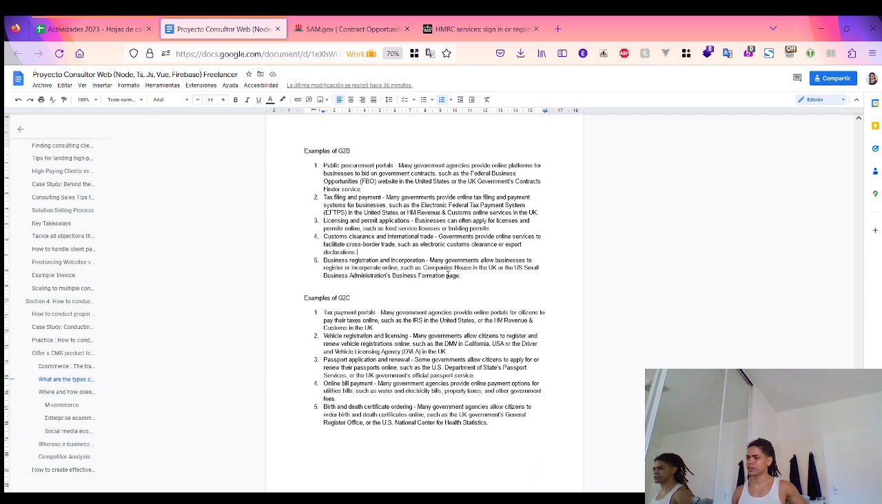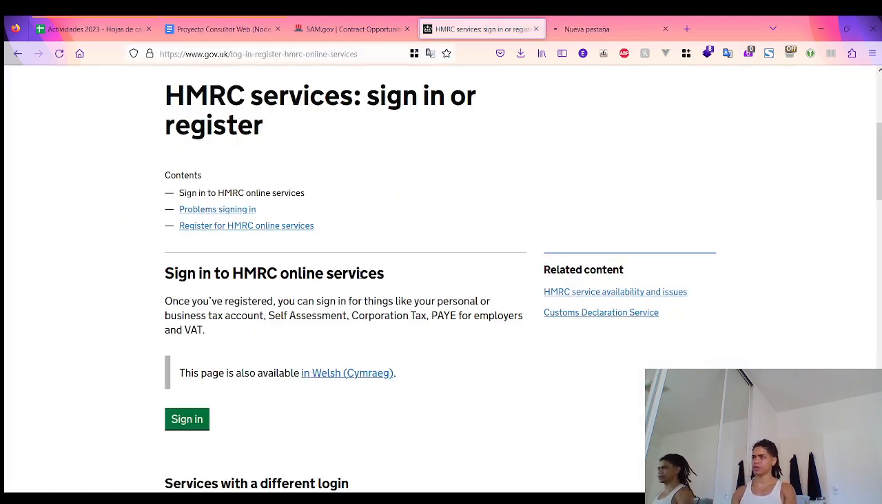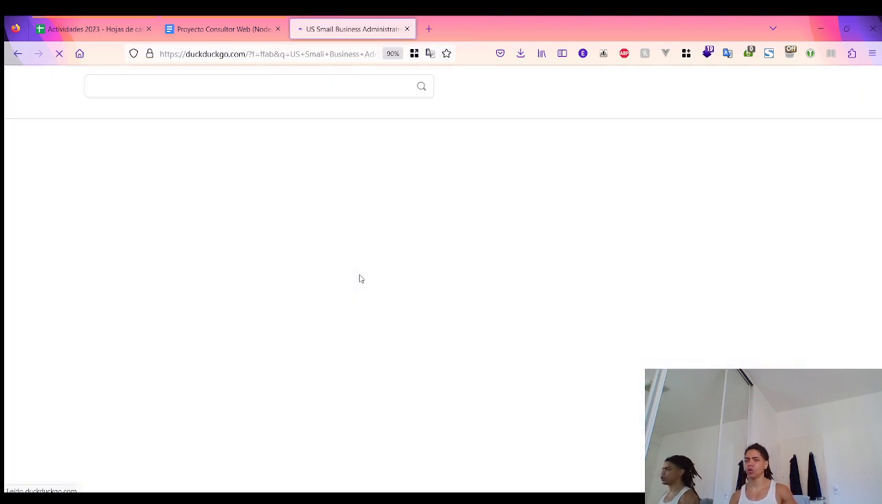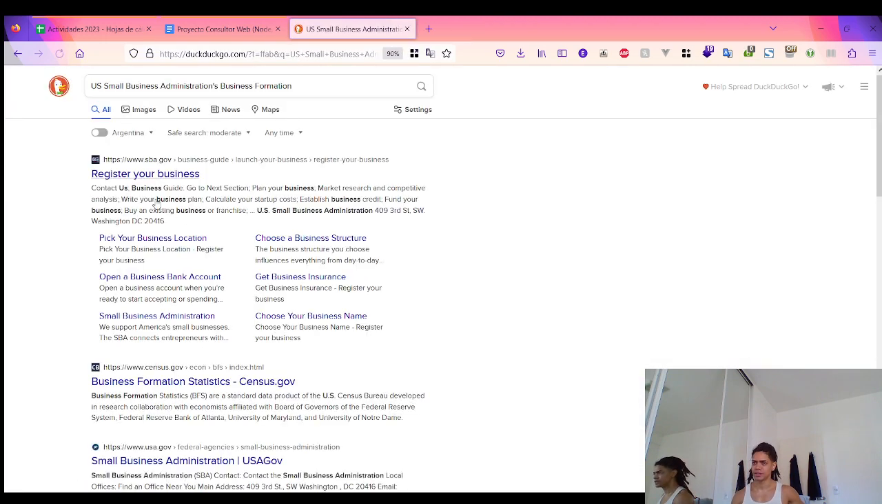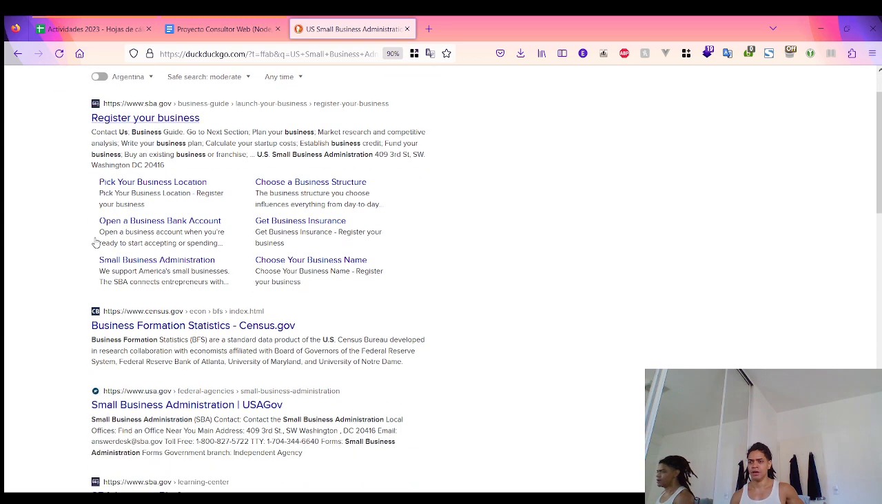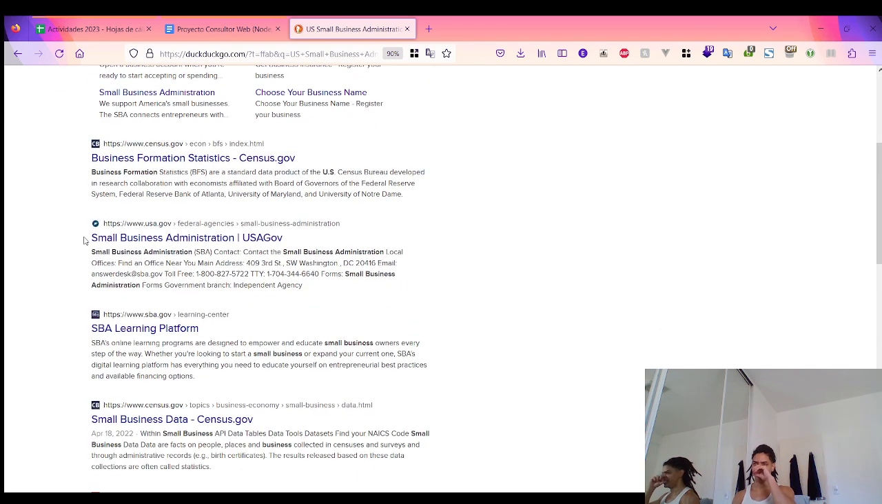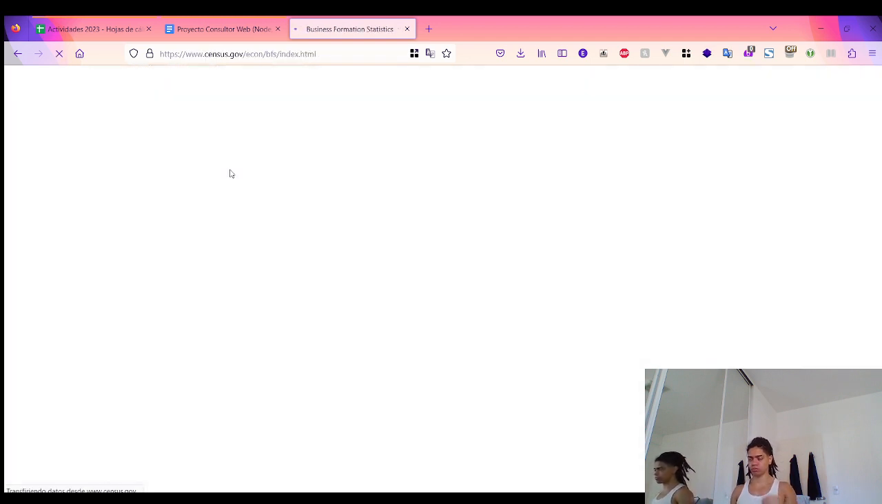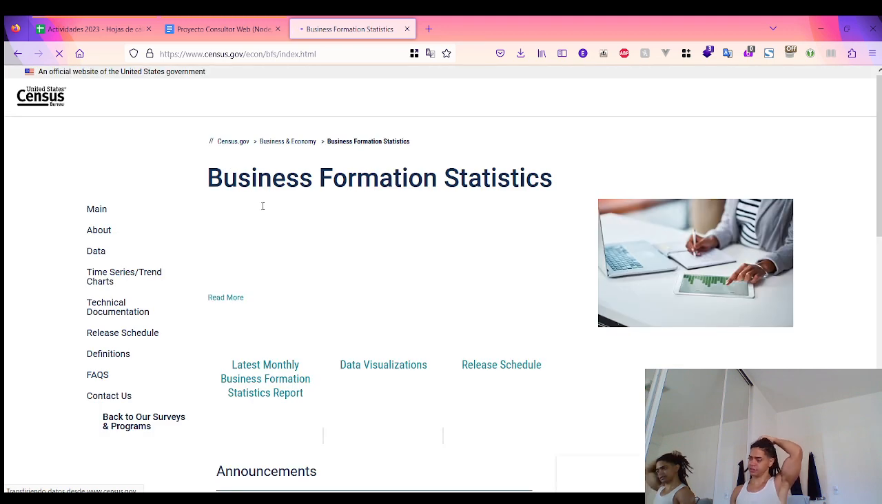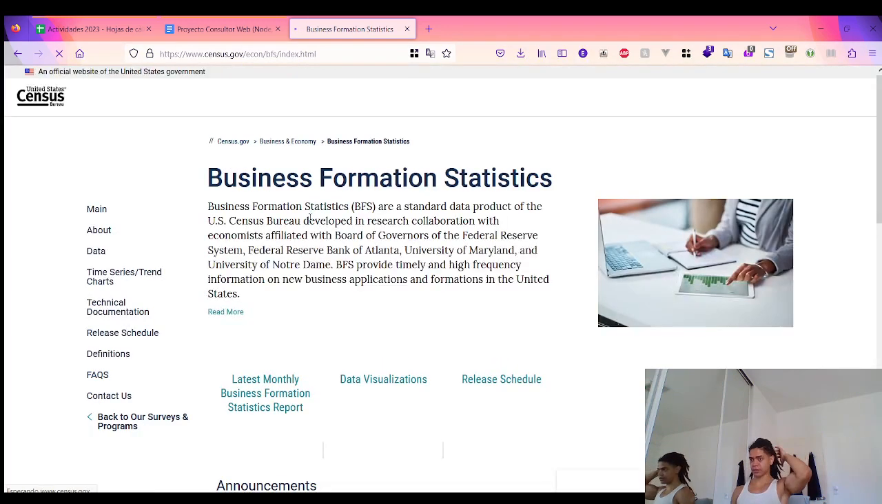Business formation statistics. Why do they need to add small? That's very funny to me, right? Why do they need to add the word small in there? Small Business Administration. Business formation statistics.